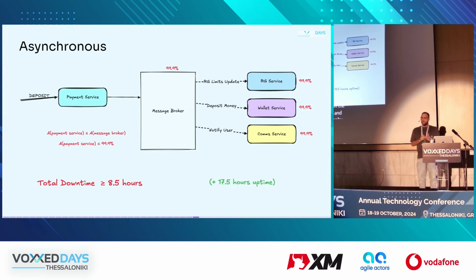So what we essentially gain is to ditch the direct dependency on those services and make it indirect over this message broker. So essentially, our total uptime is now directly related to the message broker's uptime. So what we have done is we have gained 17 hours of uptime within the year, which I need to make perfectly clear, in no way does it come for free.